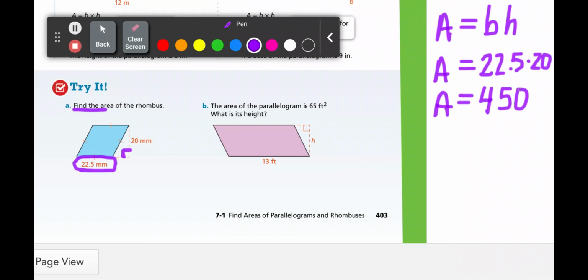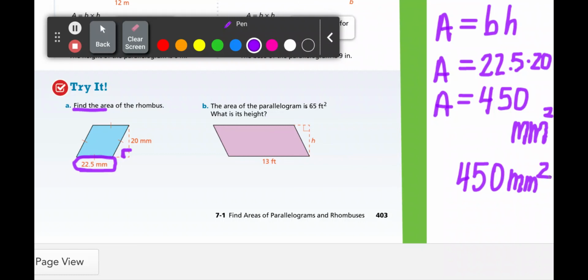Now let's figure out what our units are. Go back to the question. Is it centimeters squared again? No, it's not, because we have mm. So if you think back to our conversions unit, mm is millimeters squared. So the answer is 450 millimeters squared.